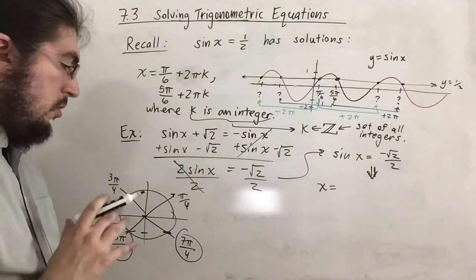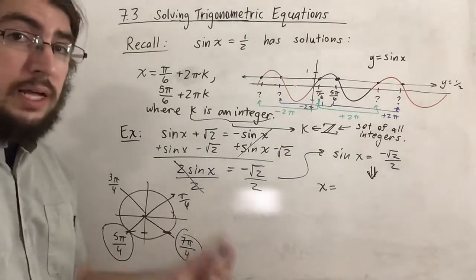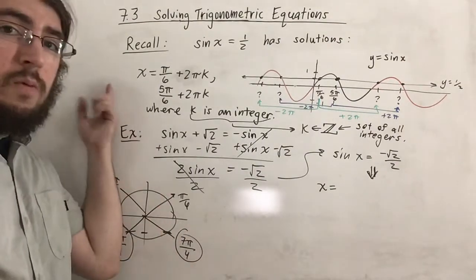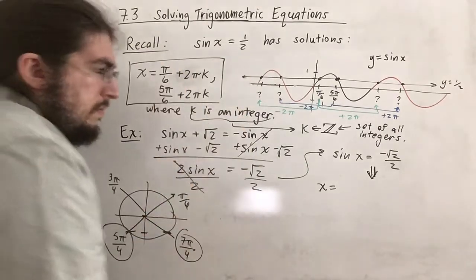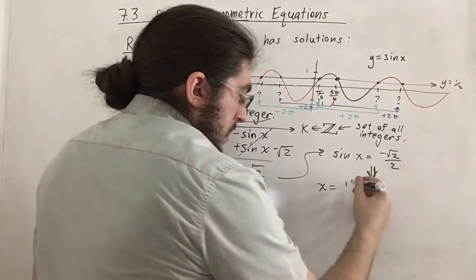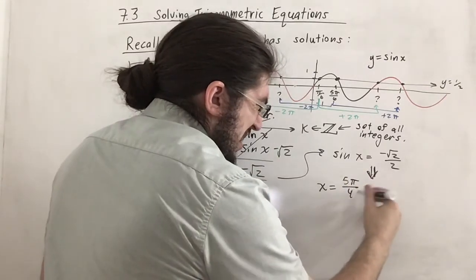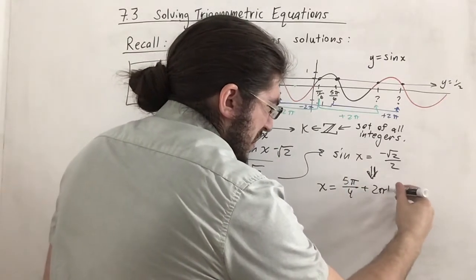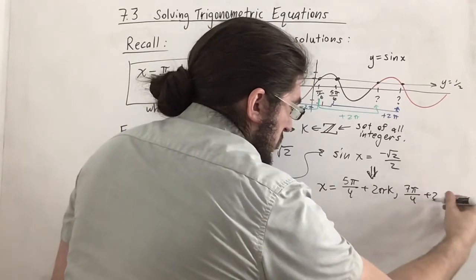Good. So, right, so now what? Well, now I'm not going to just write these. I'm going to write these plus 2 pi k each from what we discovered here. By the way, I should have boxed this. So I'm going to write, let's see, it was 5 pi over 4 plus 2 pi k, comma 7 pi over 4 plus 2 pi k.